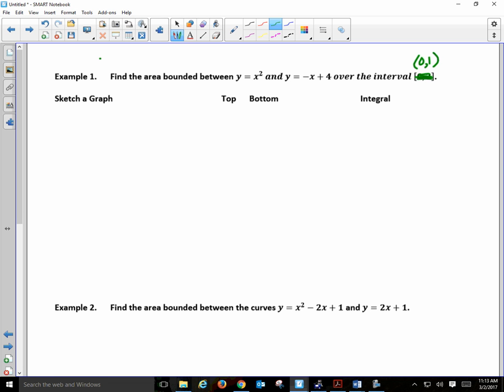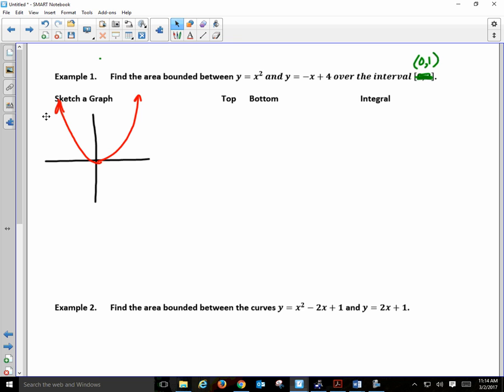Find the area bounded between y equals x squared and y equals negative x plus 4 over the interval 0, 1. So first thing you should be able to do all the time, if you have to use your calculator to do this, so be it, but we need to know what the shapes look like. So what does x squared look like? That's that parabola. I'll draw it in red. And then what does negative x plus 4 look like? That's, yep, going down and it's up 4 units, something like that, right? We'll pick up with that when we get back.